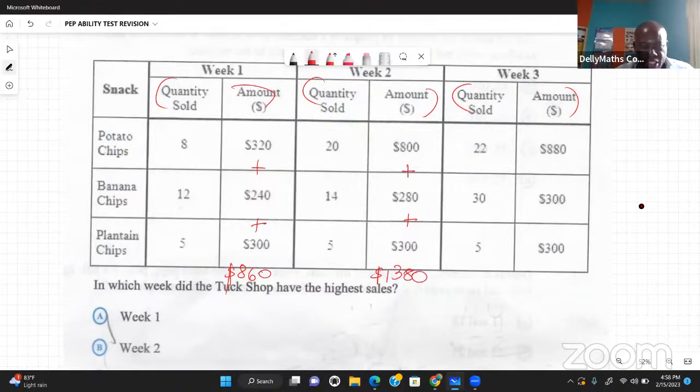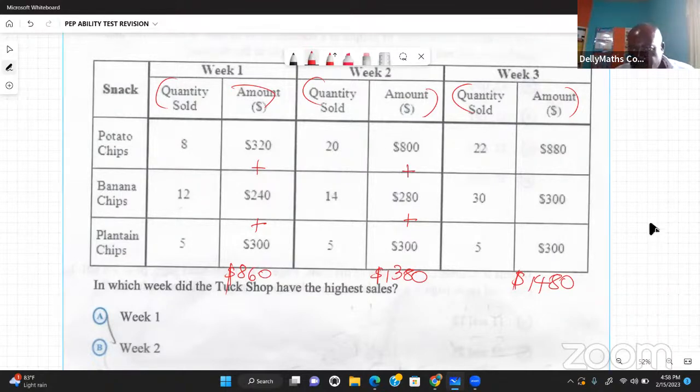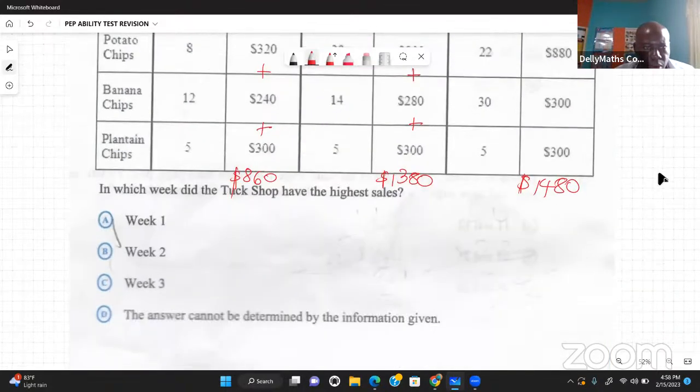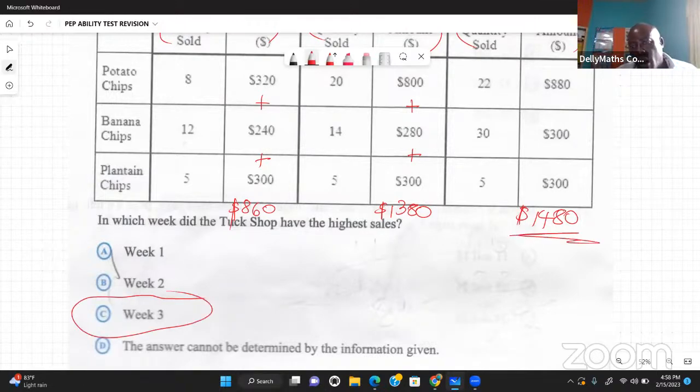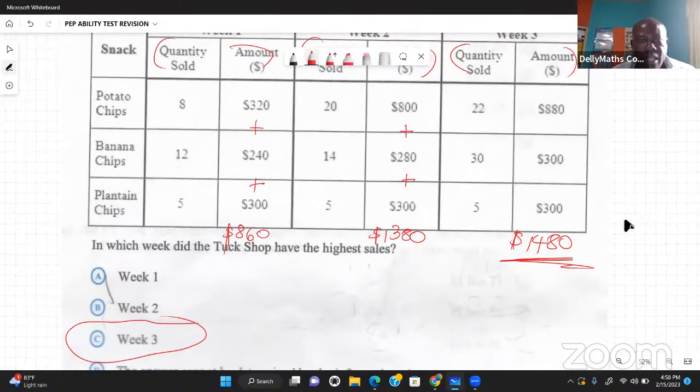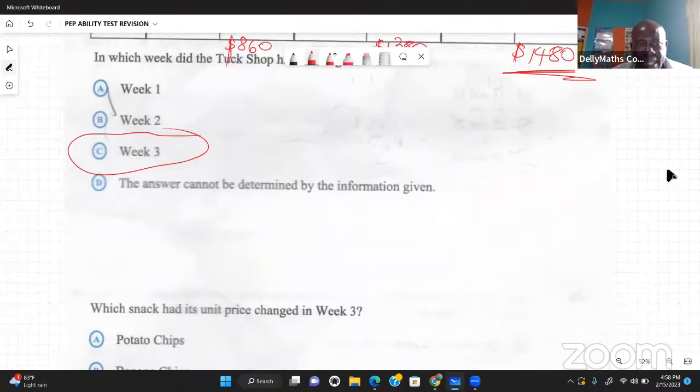Let's go for week 3. 880 plus 300 plus 300. And I'm getting a bigger number here, $1,480, right? So definitely week 3. In which week did the Tuck Shop make the highest sale? Week 3, right? They sold $1,480 worth of things compared to the other weeks. So week 3 was the highest sale.